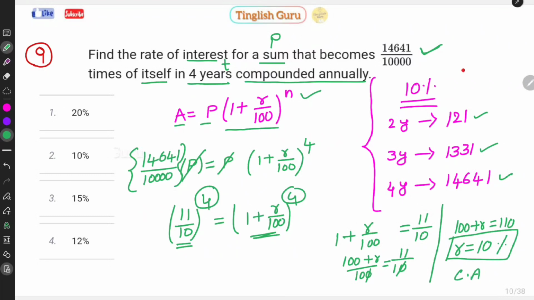So for a shortcut, you have to remember that if the interest is 10% for compound interest, then after 2 years the principal will become 121 times. That means 121 into P. Okay. Next, if the interest is for 3 years, then the principal becomes 11 cube, that is 1331 into P. If the principal is given for 4 years, it will become 11 power 4 into P. Okay. You have to remember all these things.